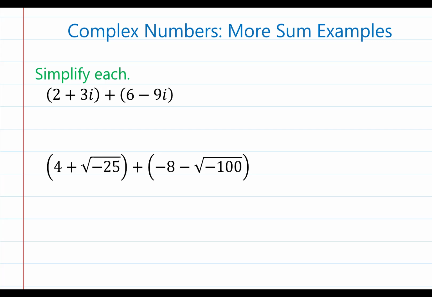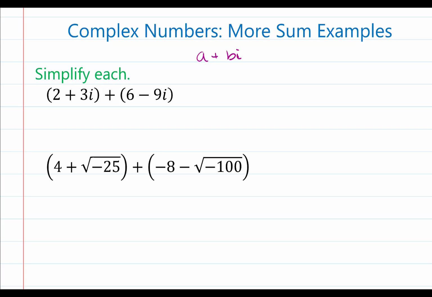Welcome back, mathematicians. In this video, we are going to do two more examples where we are finding the sum of two complex numbers. Now, as a quick reminder, a complex number is a number written in the form a plus bi, where a is the real part and bi is the imaginary part. So the goal here, in two complex numbers, is to add the real parts together and then add the imaginary parts together, and the result is the sum.